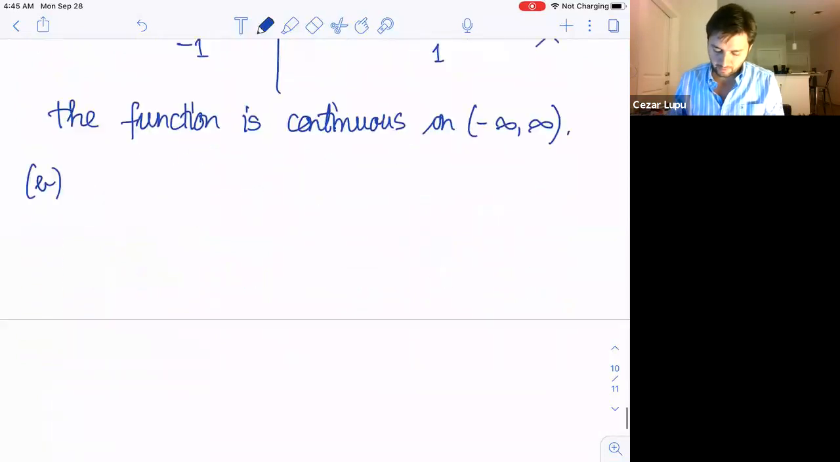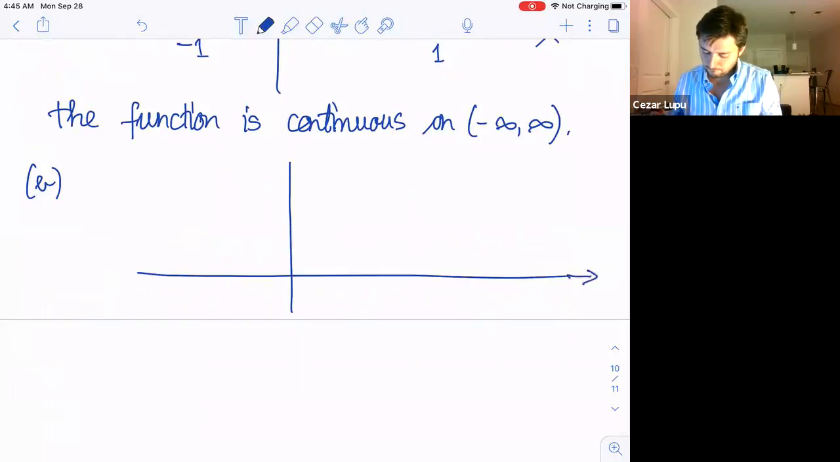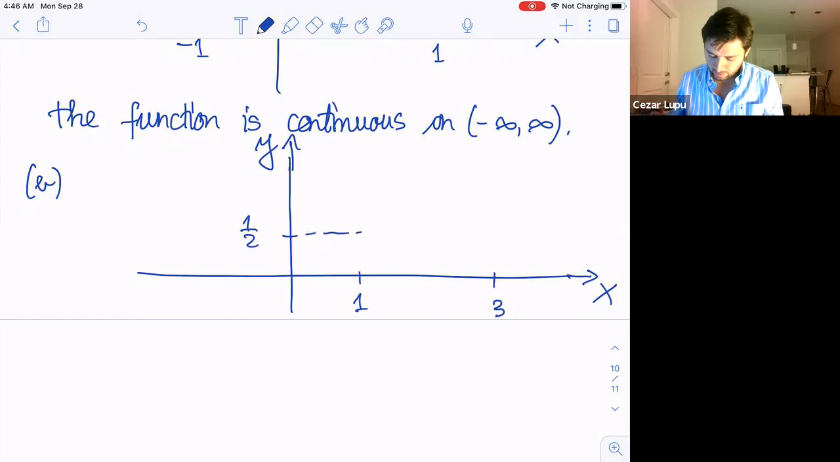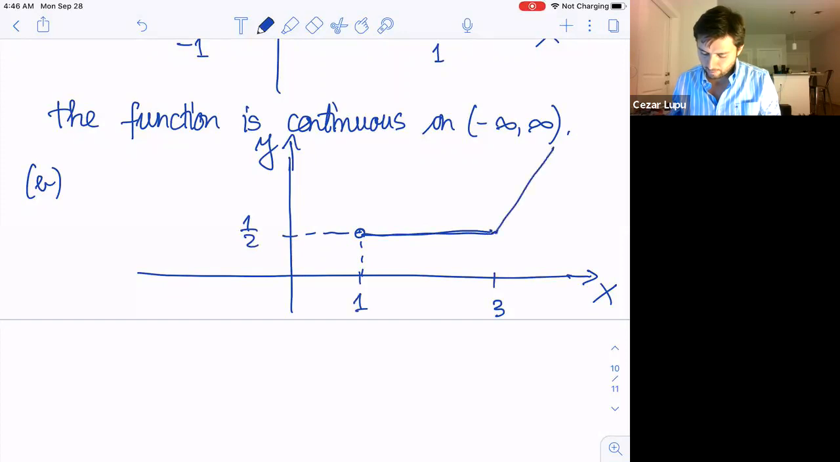Now let's see another one. Let me draw the following graph. All right, so let me just say here I have 1/2, here I have 1, here I have 3. And let's just say that at this point I have a hole. And here the graph will look like this. At 3 it will look like this. Okay, and from here it will look like this.